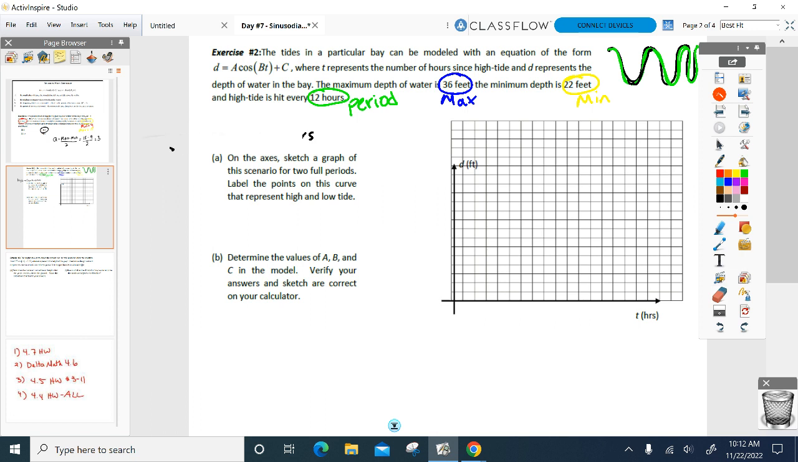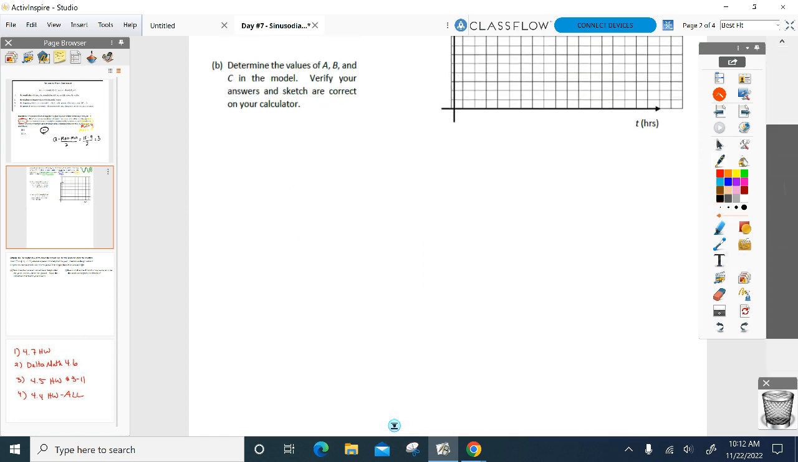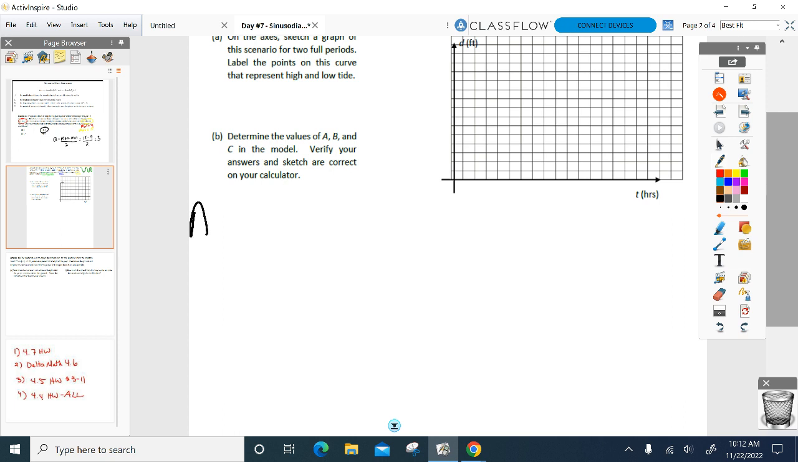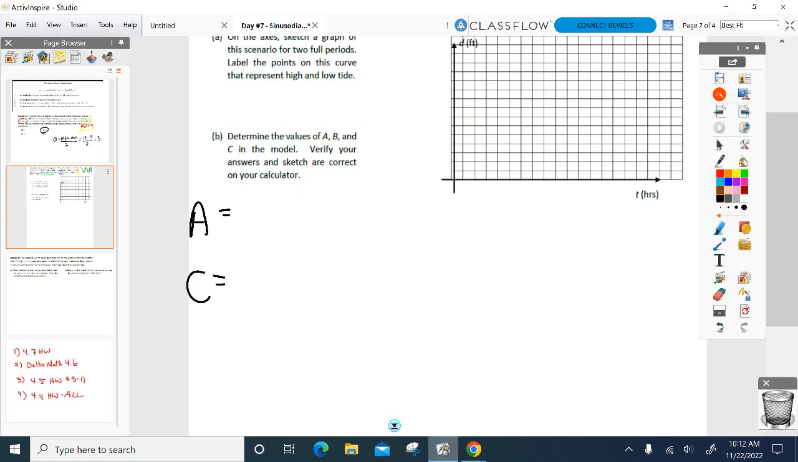So period's 12. I'm going to do part B with you first because I'd rather do that than graph first. Part B is find the A, B, and C value for me. A, C, and then we'll do B. Even though we've already done it today, remind me, how do I find the A value again? What's the formula? Max minus min divided by 2.